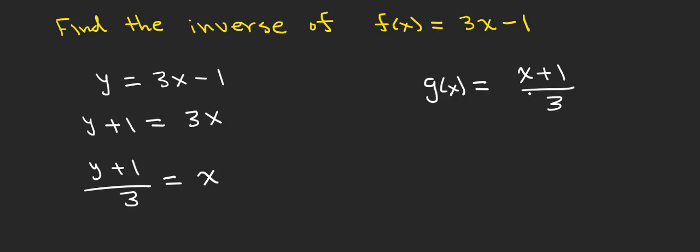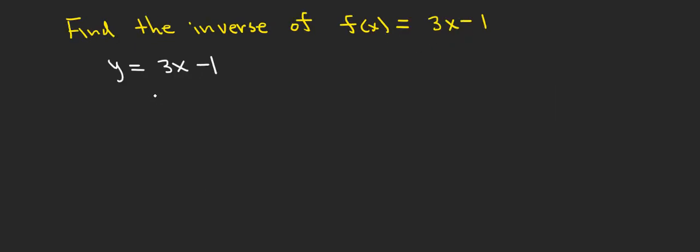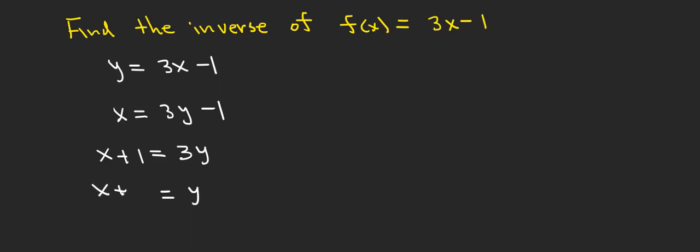So that is the g of x, that is the inverse of f of x. You could also do it this way. You could change the x and y. So x equals 3y minus 1, and then just solve for y. So add 1 to both sides, you get x plus 1 equals 3y, and then divide both sides by 3, you get y equals quantity x plus 1 over 3. So the inverse of f of x becomes just g of x equals x plus 1 over 3.